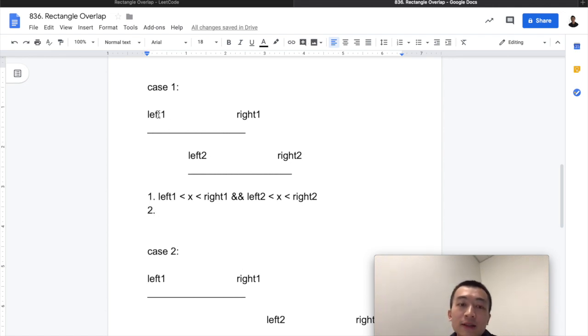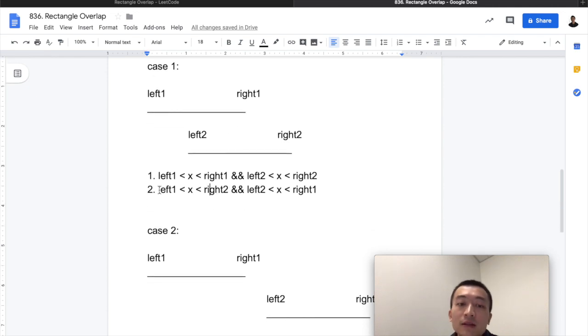Another one is that there must exist a point. We're looking at case 1 here. In case 1, we know that these two segments do overlap. Then it means there must exist a point which makes this condition hold. Left 1 is here, right 2 is here. There must exist a point somewhere here. From this graph, we can clearly see such a case. And another case: there must exist another point x that is greater than left 2 but smaller than right 1, between here and here, right? Which is also true as well.